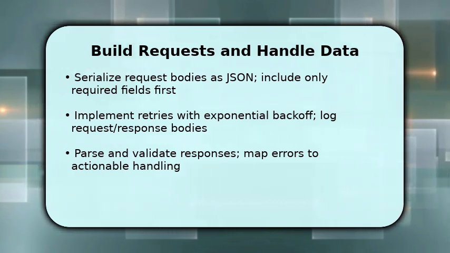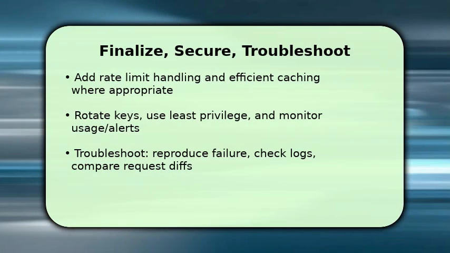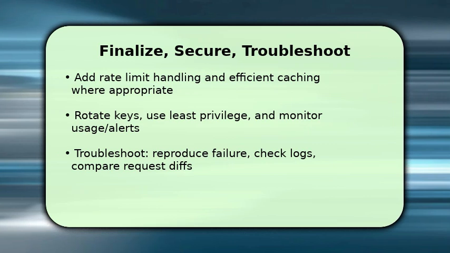You finish by hardening and monitoring your integration. Add rate limit handling and caching to reduce cost and latency. Rotate keys regularly and scope permissions to least privilege. Instrument metrics and set alerts on error rates and latency so you catch regressions early.